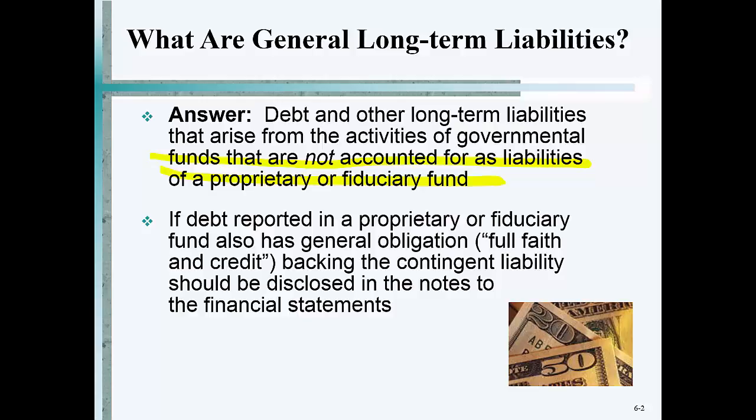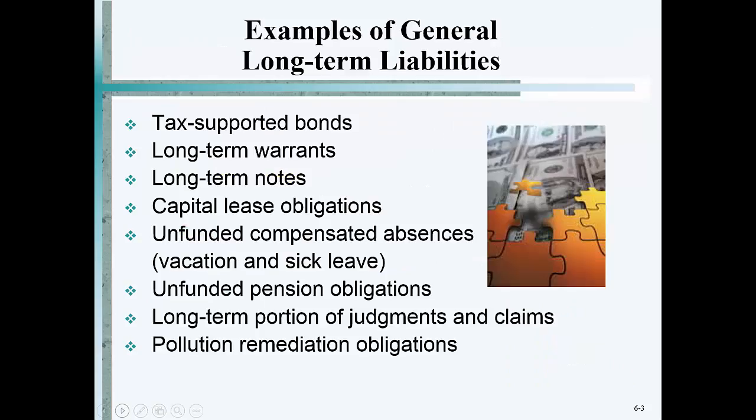So anyway, when the other funds issue debt, we don't account for it in the capital project fund or the debt service fund. When a fund that is not a governmental fund issues debt, it's accounted for as a liability in the proprietary or the fiduciary fund. However, often that debt is backed by the full faith and credit of the state or local government, so we would still put in a footnote disclosure that there is this contingent liability that could have to be backed by the full faith and credit of the government. Okay, good.